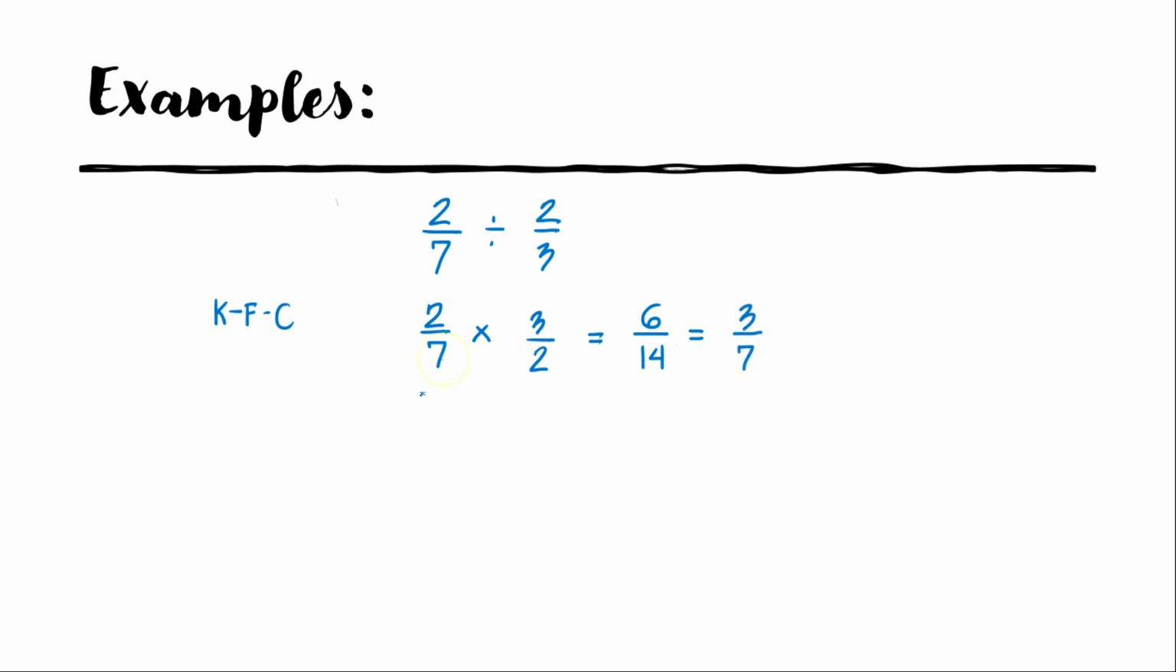Or, pwede rin natin gawin as 2 over 7 times 3 over 2. Cancel out 2 from the numerator and 2 from the denominator. 1 times 3, 3. And 7 times 1 is 7. So 2/7 divided by 2/3 is equal to 3 over 7.